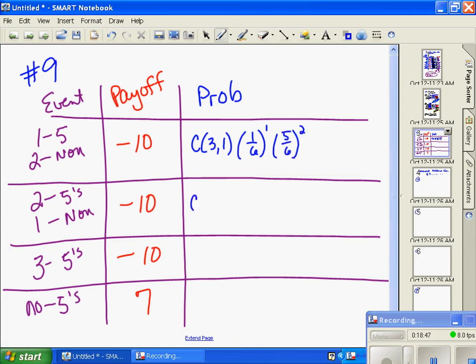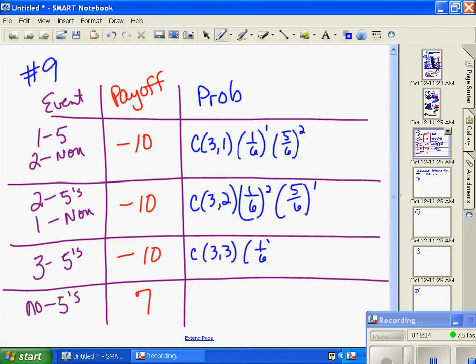For the next one, I would have a combination. I want 2 5s to show up. 1/6 is now to the second, 5/6 is to the first. And then for the next one, if I have 3 5s showing, I would get combination 3 choose 3. 1/6 would be to the third, and 5/6 would be to the 0. So I really wouldn't have to put that one if I didn't want.